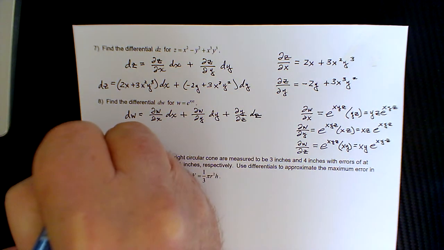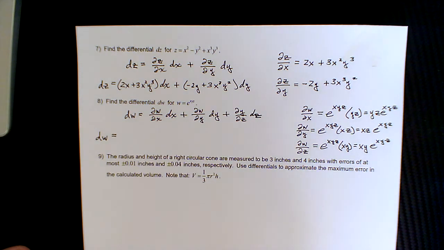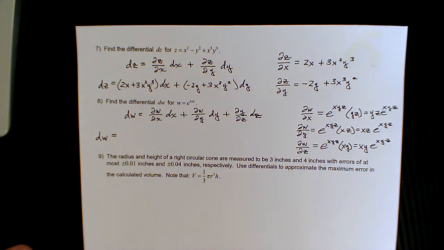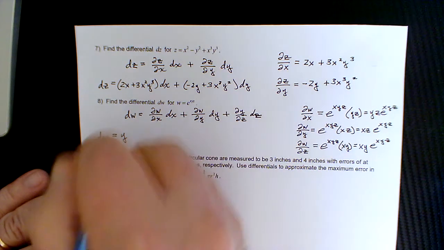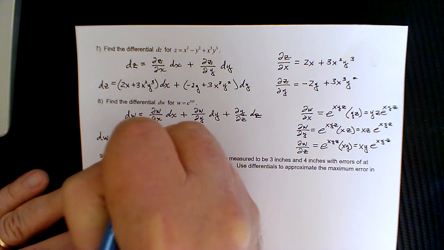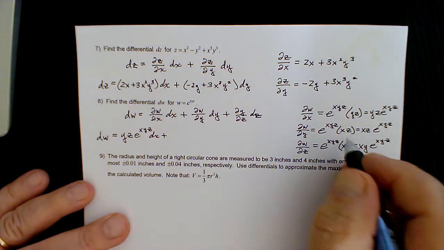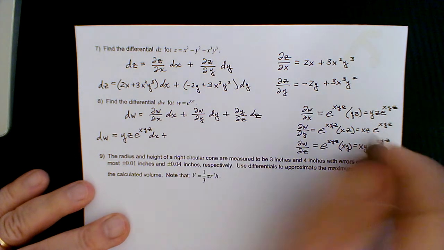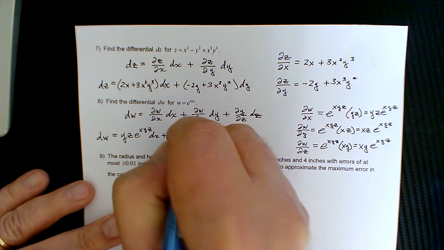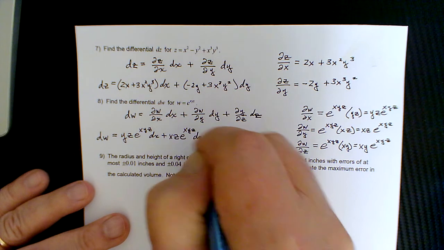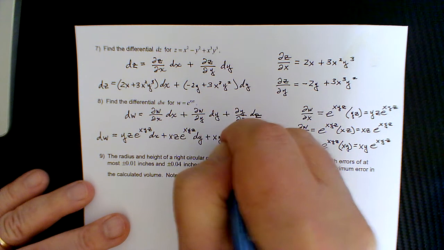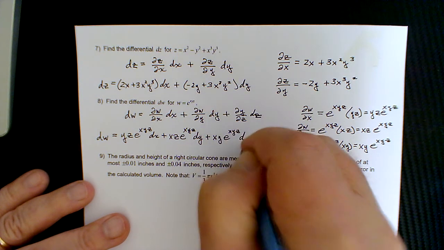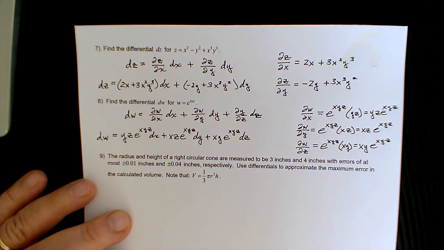Okay, and then just make sure you plug into the definition. And so we'll have yz, this is partial w with respect to x, yz e to the xyz times dx, plus partial w with respect to y, xz e to the xyz times dy, and then plus the partial w with respect to z, xy e to the xyz times the differential dz.